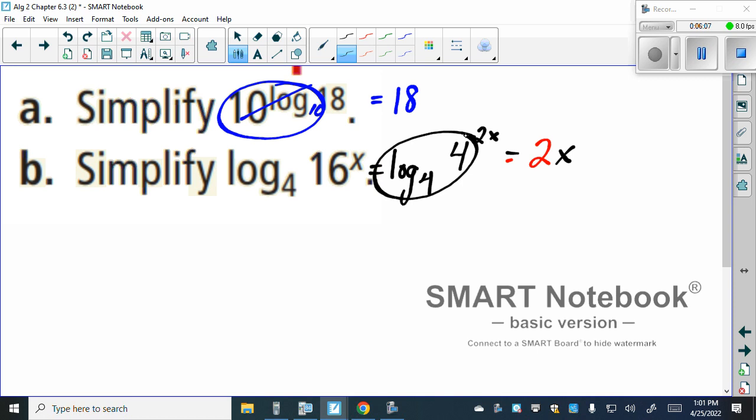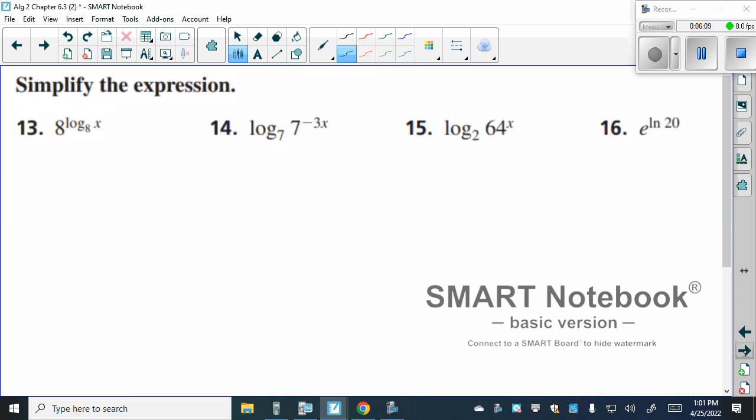Let's look at 4 more. Let's look at these. Yes, 8 to the log base 8 of x would simplify to just x, because the 8 to the log base 8 simplifies out. Yes, because log base 7 of 7 simplifies to 1.